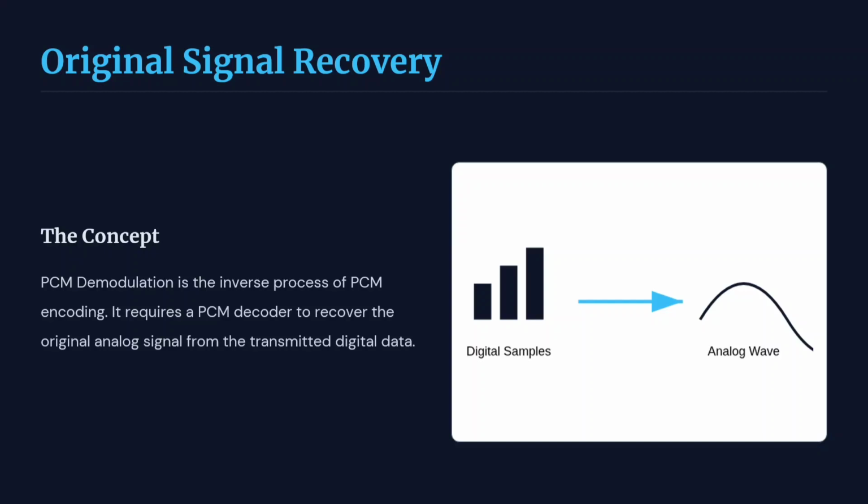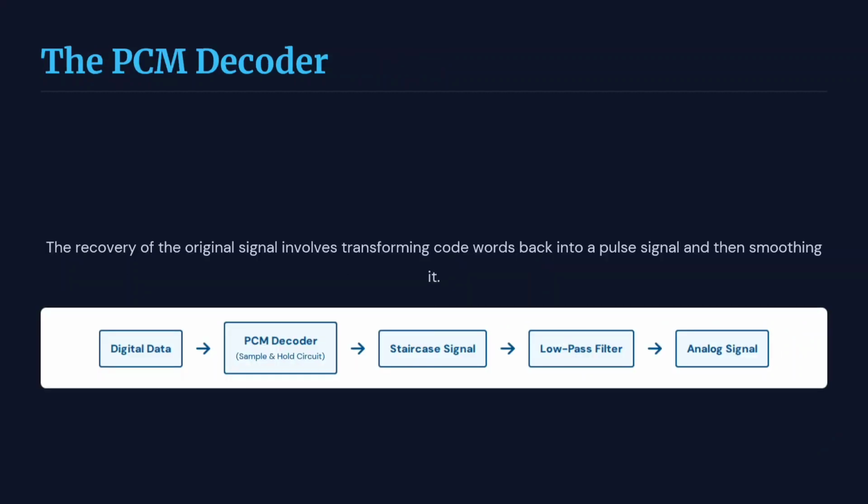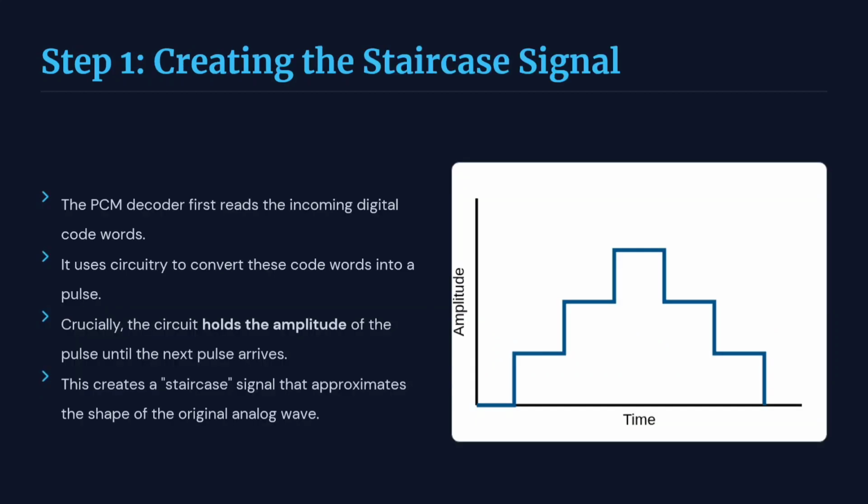At the transmitter side, an analog signal is sampled, quantized, and encoded into digital code words. At the receiver side, the goal of PCM demodulation is to reconstruct the original analog signal from those recovered digital code words. This reconstruction is done using a device called a PCM decoder. The PCM decoder performs the recovery of the original signal in two main stages: constructing a staircase signal, and smoothing the signal to obtain a continuous analog waveform.